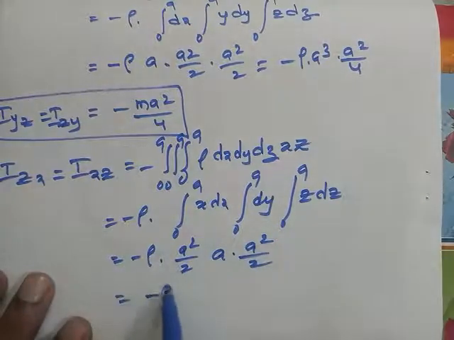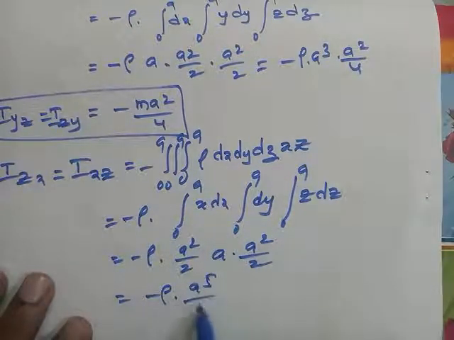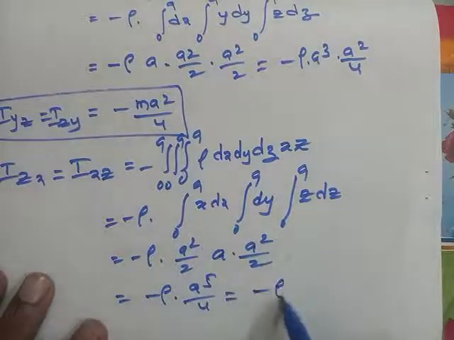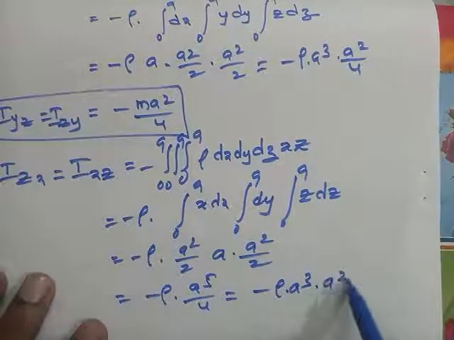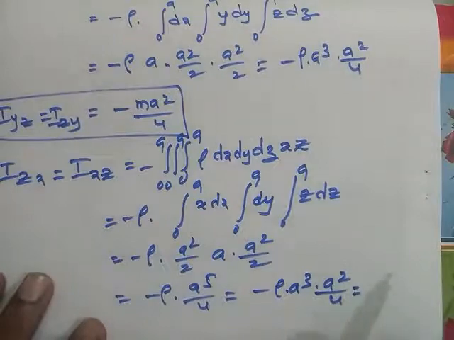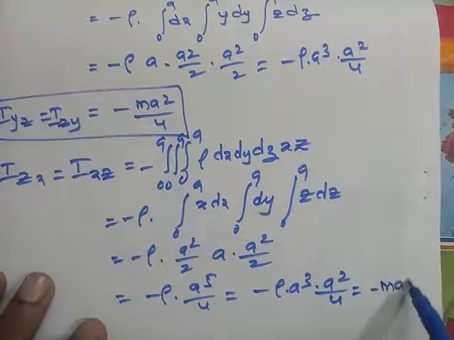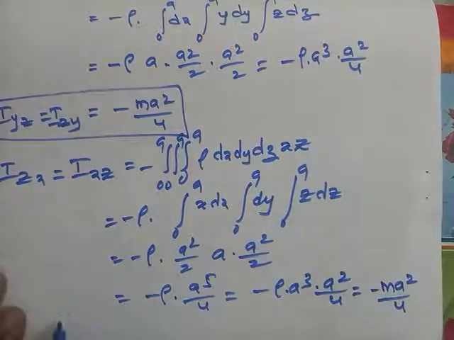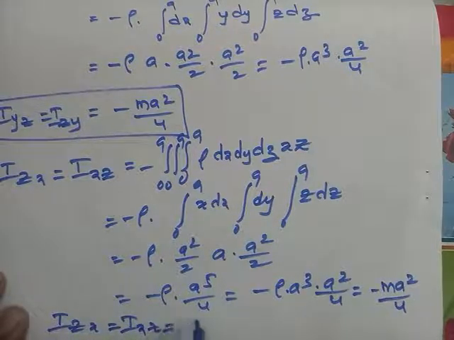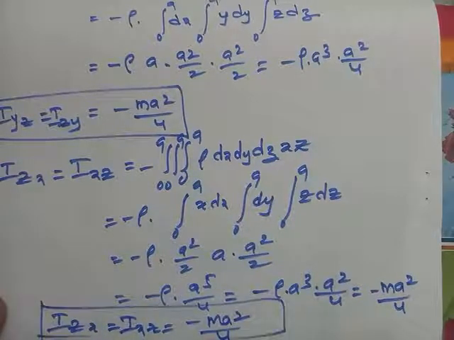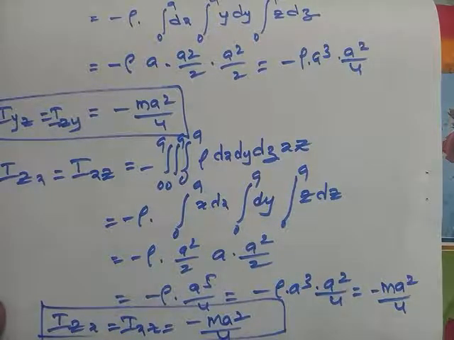Finally we'll get minus rho into a to the power of 5 by 4. So that is equal to minus rho into a cube into a square by 4, that is equal to minus m a square by 4. So finally we got here Izx, that is equal to Ixz is equal to minus m a square by 4. Okay, so we got all the values. Let us substitute in the matrix.